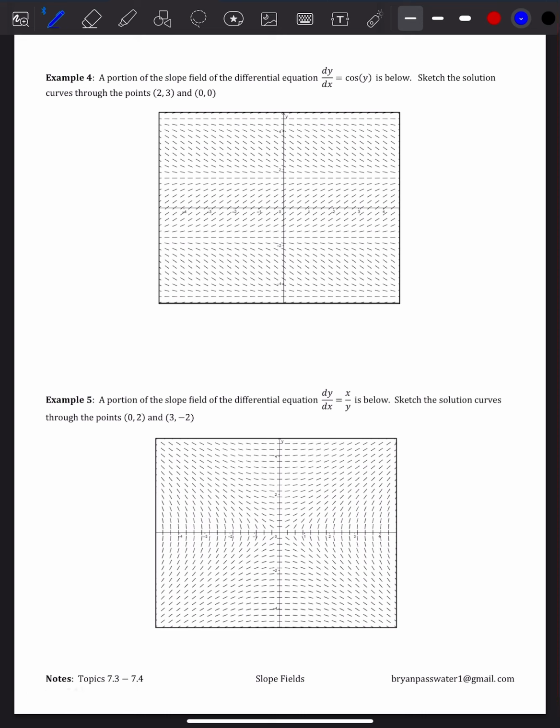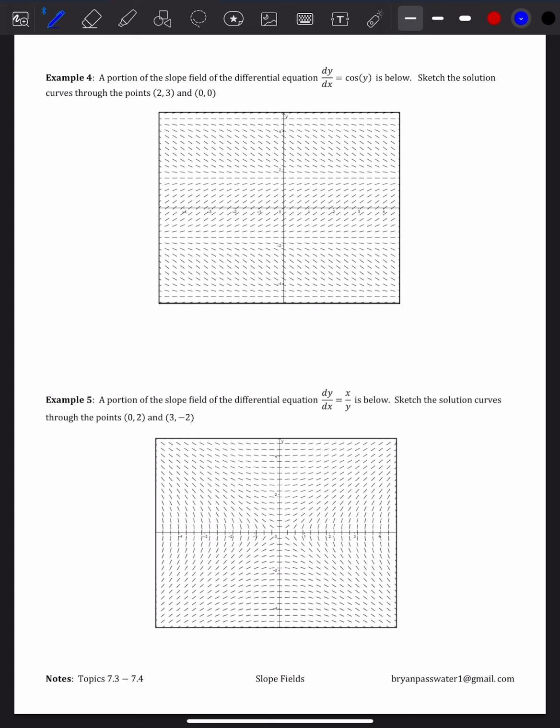So these graphs right here are what we normally think of when we see a slope field. All of these little dashes are the slope at these different values. We have a lot more slopes here because we have a lot of points that we want to look at, or points in between things that we can look at here.